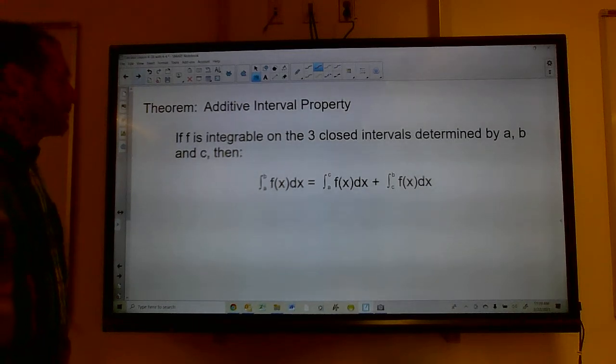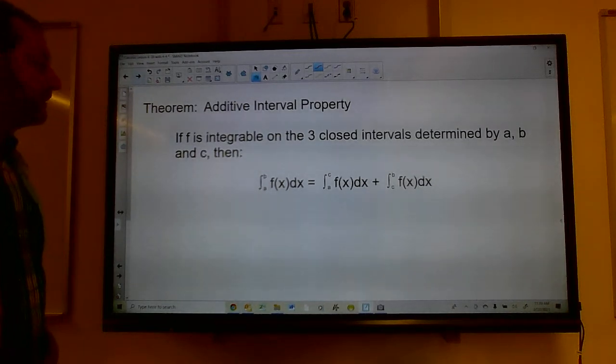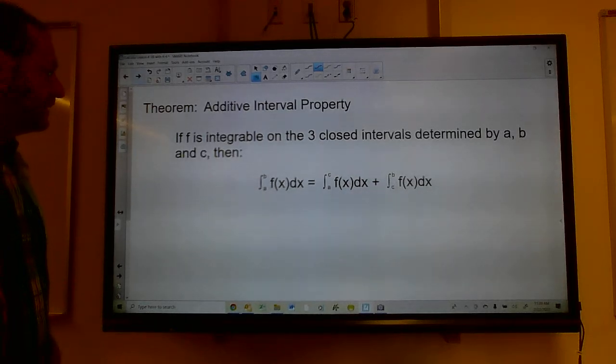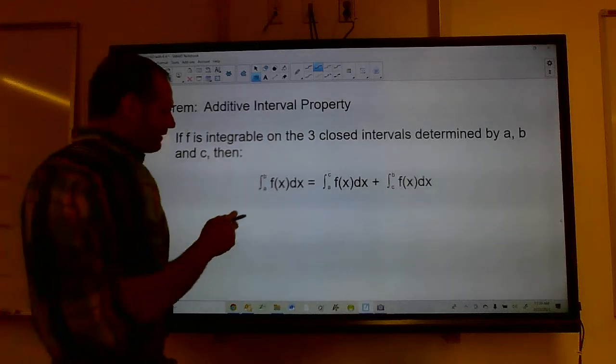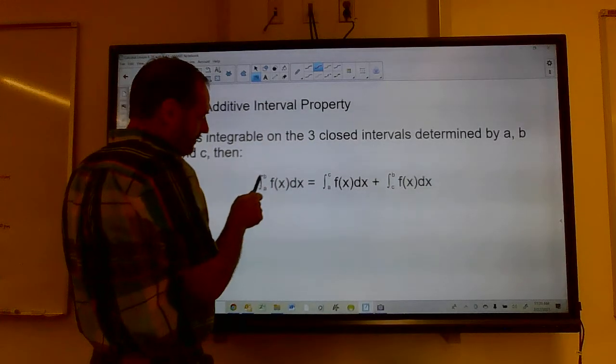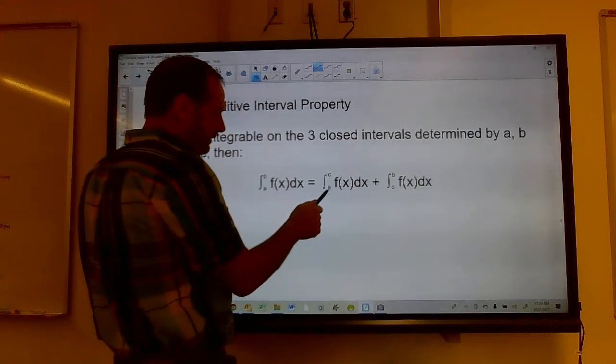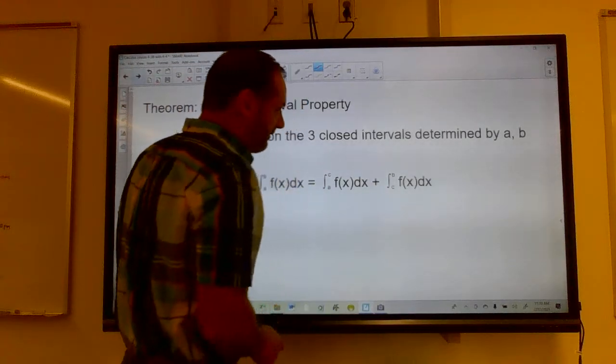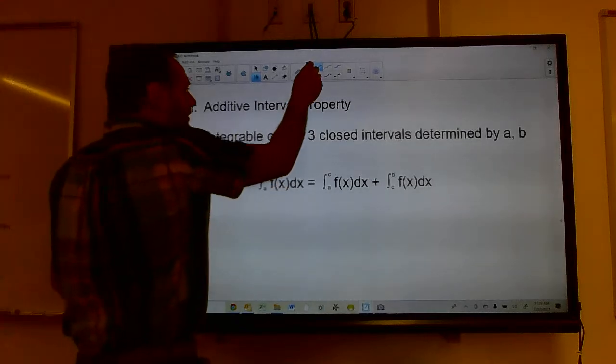Okay, additive interval property. If f is integrable on the three closed intervals determined by a and b and c, then this is true. The integral from a to b of f of x dx is equal to the integral from a to c of f of x dx plus the integral from c to b of f of x dx.